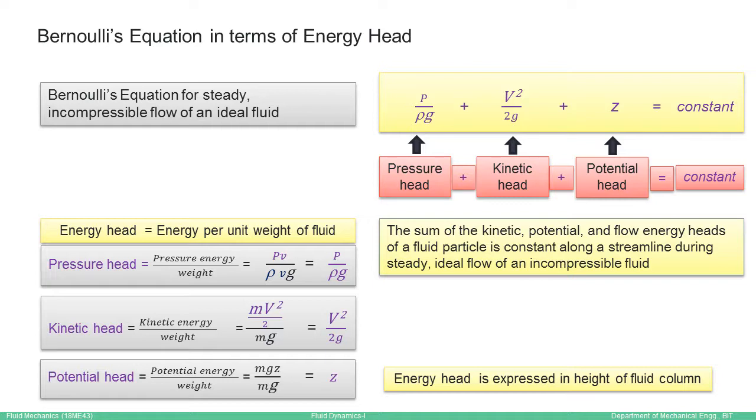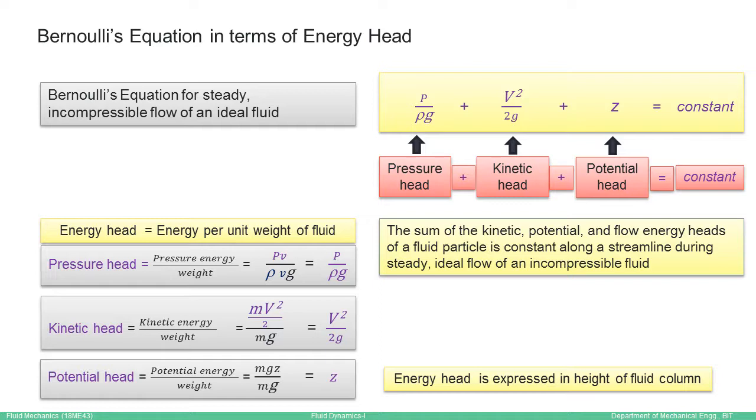That means the total head, which is the sum of kinetic, potential and flow energy or pressure energy head of a fluid particle, is constant along a streamline considering the case of steady, incompressible and irrotational flow. And remember, this is very important. All the energy head terms, whether it is pressure head, kinetic head or potential head, as you can notice from potential head, it's only z.